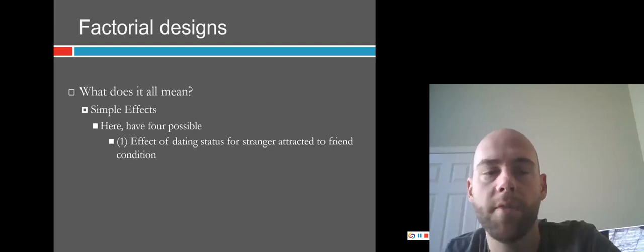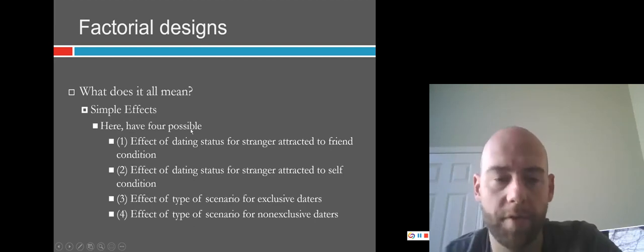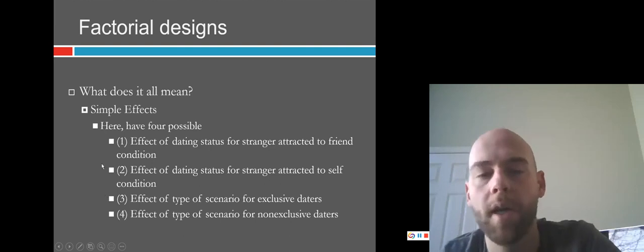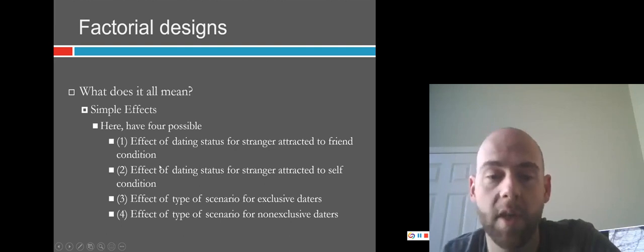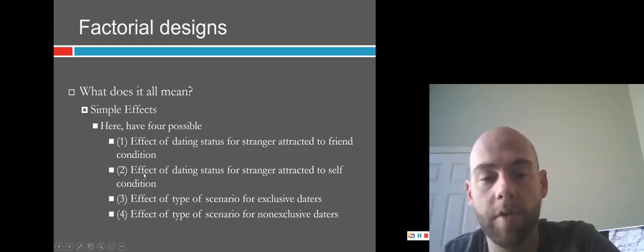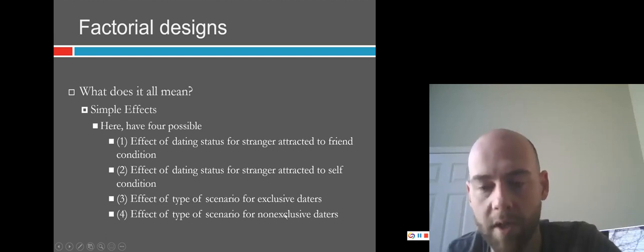So in the Bazzini and Schaefer example, we have 4 possible effects here. And I have this on the 2x2 design on the next page so you can kind of tell what I'm talking about, and they're numbered the same way. But the simple effects, what I mean by these are within each condition, for one variable, you can talk about the differences in another variable. So within the stranger attracted to friend condition, there's an effect of dating status. Within the stranger attracted to self condition, there's also an effect of dating status. And vice versa, in the exclusive daters condition, scenario has some kind of effect, and within the non-exclusive daters condition, scenario again has a type of effect.